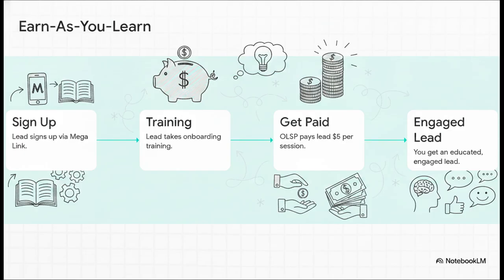Well, this brings us to OLSP's incredibly unique earn-as-you-learn philosophy. Check out this sequence. A lead signs up via your MegaLink. They begin their standard onboarding training. But here is the absolute kicker. OLSP actually pays your lead $5 for each of their first 4 completed training sessions. Let that sink in. The system is literally paying your referrals to learn. By the time any paid offer is even presented to them, they aren't cold, skeptical traffic anymore. They're highly motivated, educated, and engaged leads who already trust the platform because, well, the platform just paid them.